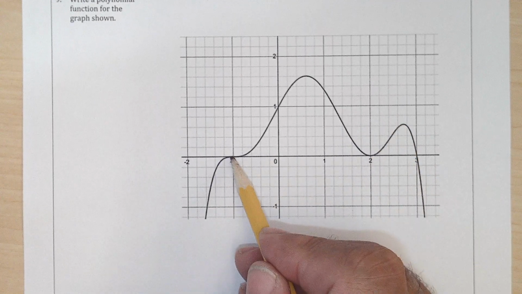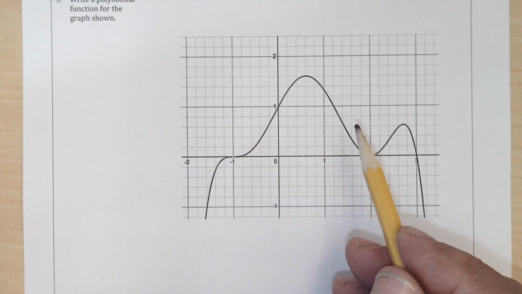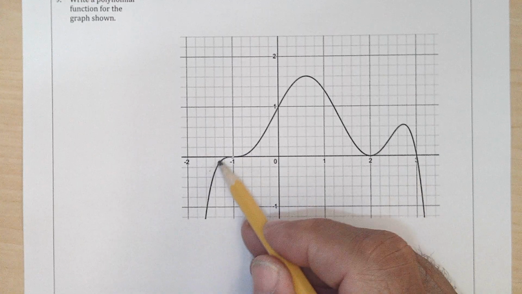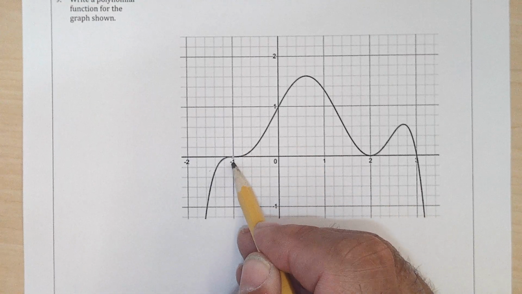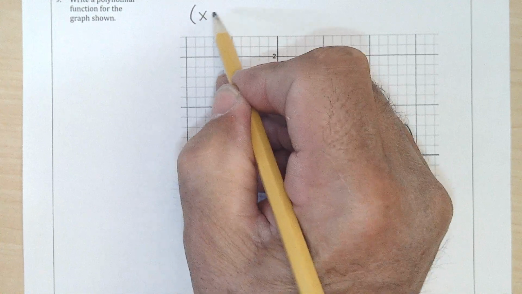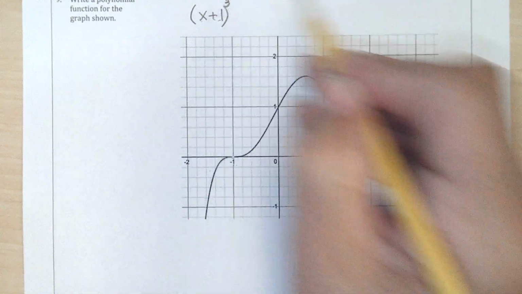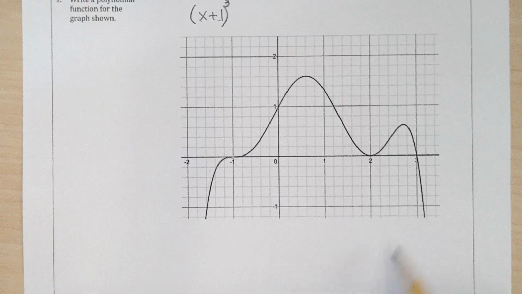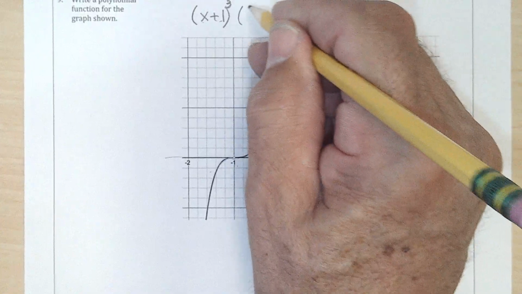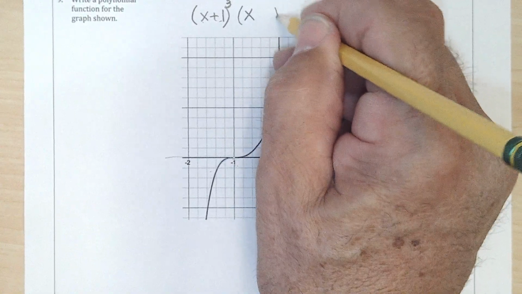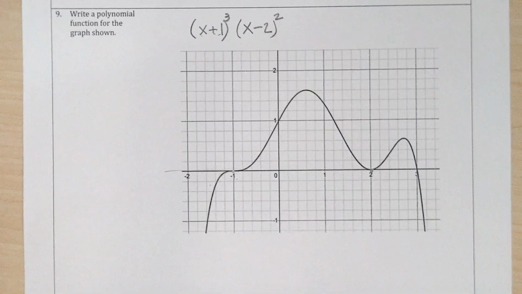Well, it looks like it's sort of straight through, but it really flattens out and then goes up. So this is what I call a hesitate. It looks more like a degree 3 instead of a degree 1. And so if it's at -1, then it must be x plus 1, because -1 plus 1 is 0. And that's degree 3. And it bounces at 2. So 2 plus what is 0? And it bounces, so that has to be at least 2.